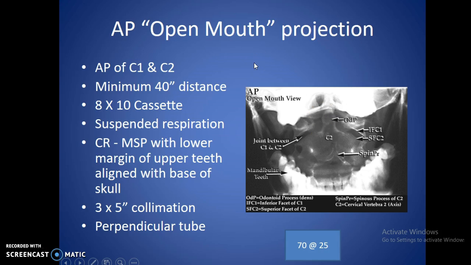AP open mouth projection. This is an AP of C1 and C2. You're going to do a minimum of 40-inch distance, but you can do all of these at 72 inches. If you're a little bit shorter, it's going to be tough once you get to the obliques, so you can mix and match your distances as much as you would like.